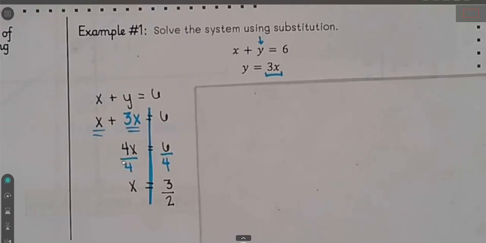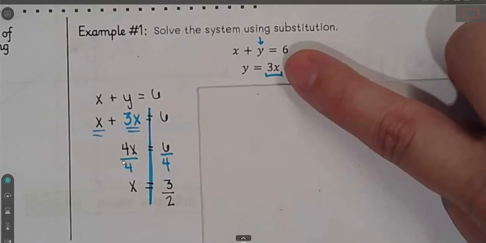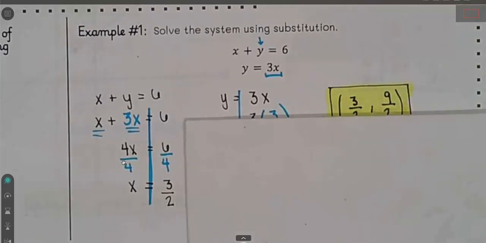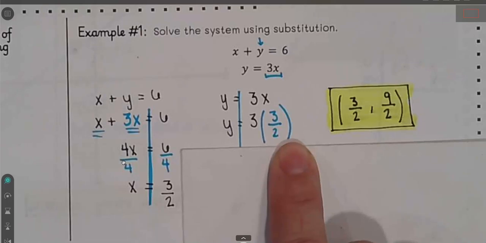Okay, so now that I have x, once you get a numerical value for either x or y, you can take that number and plug it into either of the equations. I'm going to plug it into this one because y is already solved for. So here I've got y equals 3x, but instead of x, I'm going to write 3 over 2.